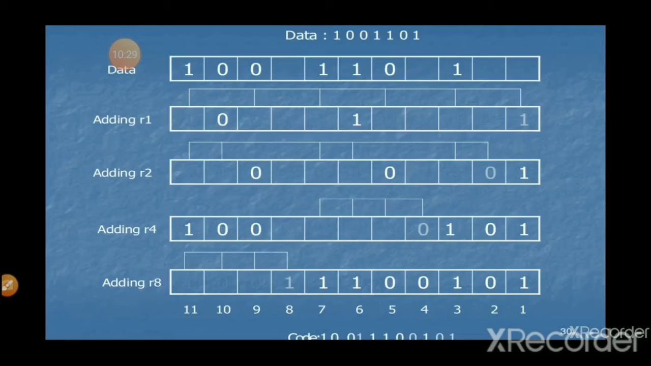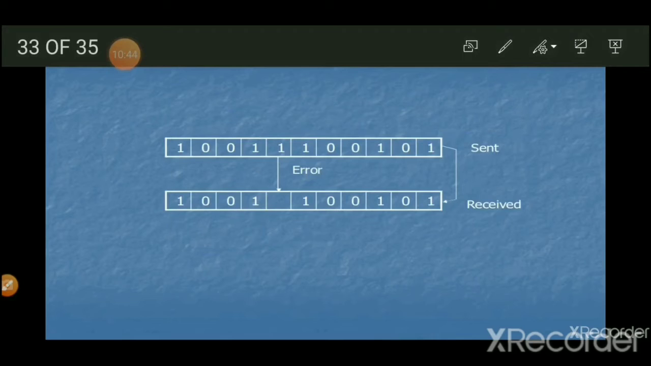The figure shows data 1001101. Adding R1, adding R2, adding R4, adding R8. Then the sent information and received information.